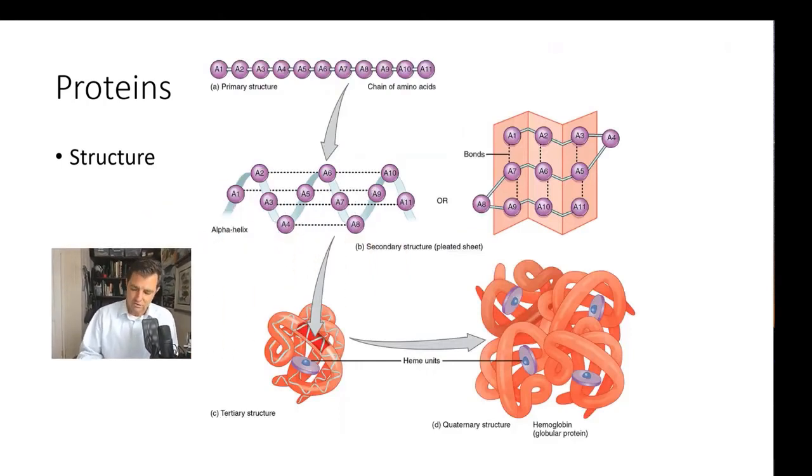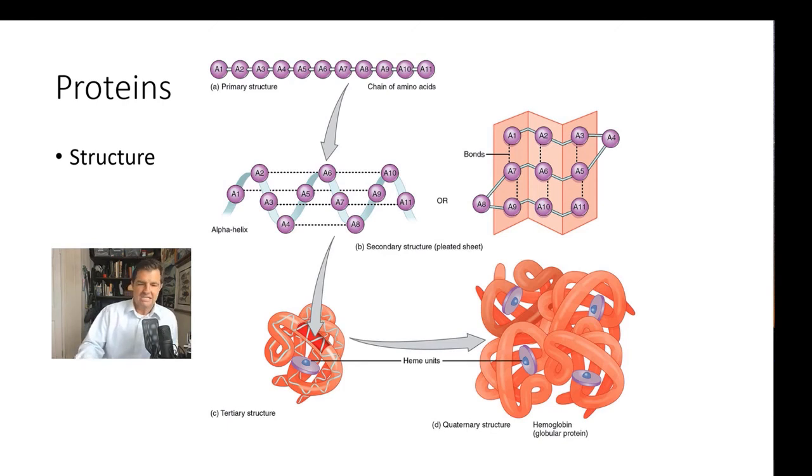And proteins are very structured molecules, and there are four levels to the structure. We start off with what's called the primary structure, which is the polypeptide chain, or just a chain of amino acids. And then what happens is those amino acids will, based on whether they're positive or negative or neutrally charged, fold and form these smaller sort of repeating patterns. Sometimes we call this an alpha helix, or a pleated sheet.